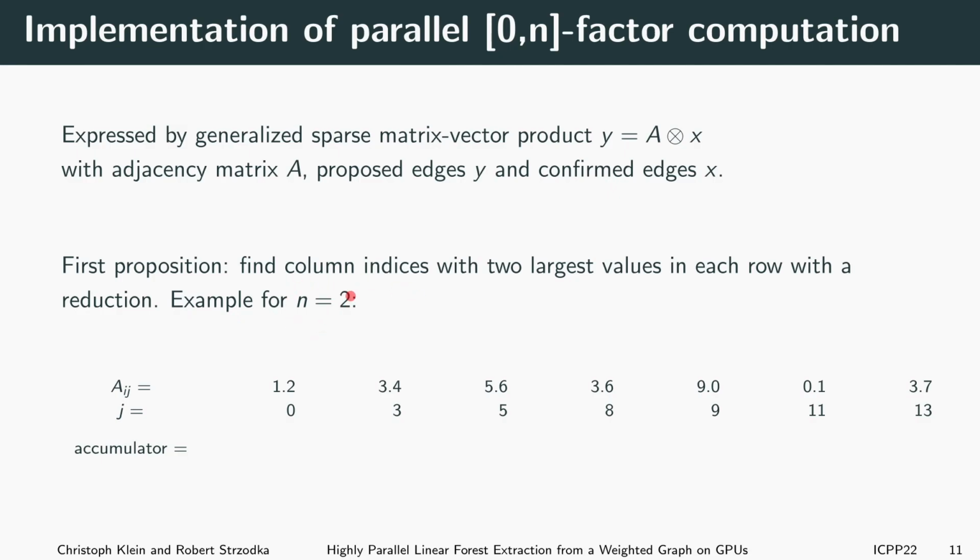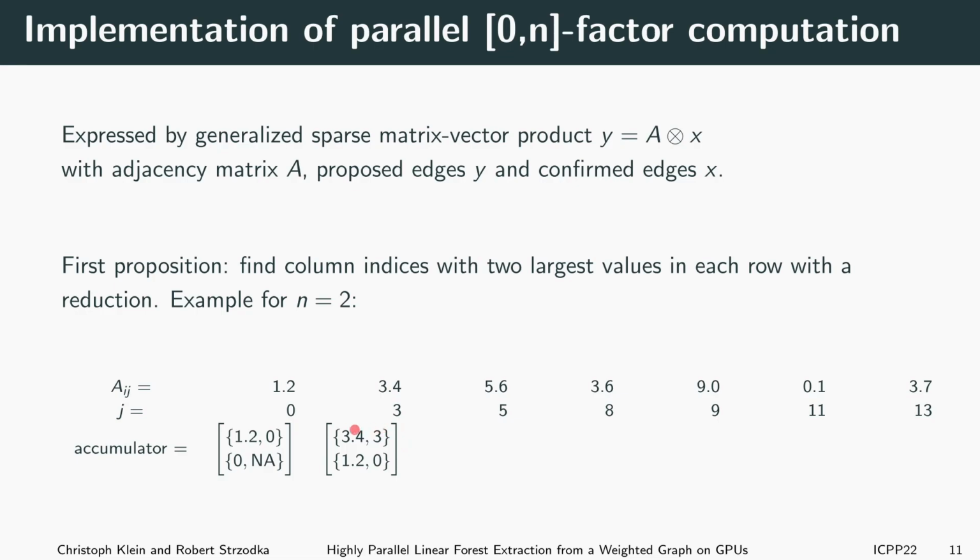So let's do this together for a 0,2 factor. So what we see here with Aij, these are the matrix values, and for sparse matrices we save the column indices for these coefficients, and now we start doing this reduction along this row. And yeah, we have a more complicated accumulator type for this because we need to find the two largest values, and also we must keep track of their column indices. So we start here with the first value. We put this value 1.2 and the column into the accumulator. The second value is not set yet.